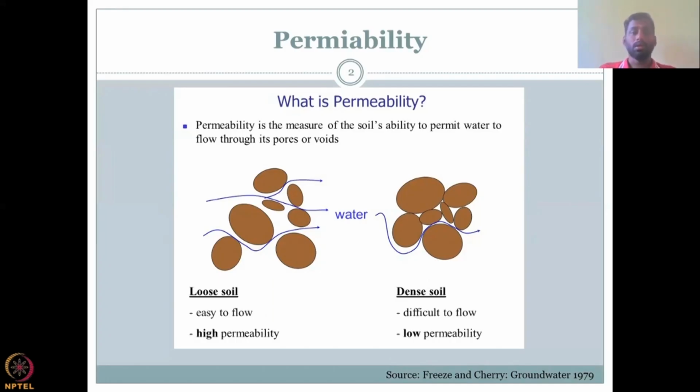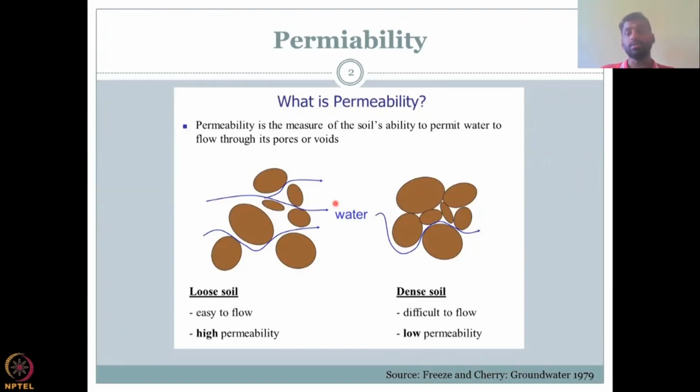Moving on, you have a loose soil. Let's see how a loose soil will differ from a dense soil. In a loose soil, the solid particles are loosely bound, and there is a lot of space in between. You can see that water can move easily through the material. In other words, the solid particles permit the water to move freely.